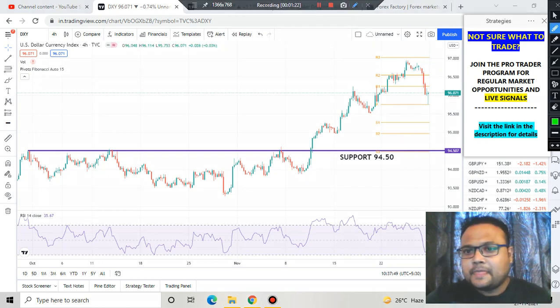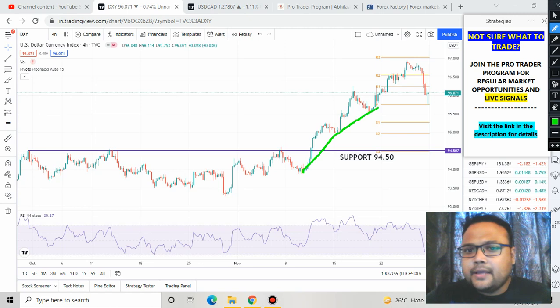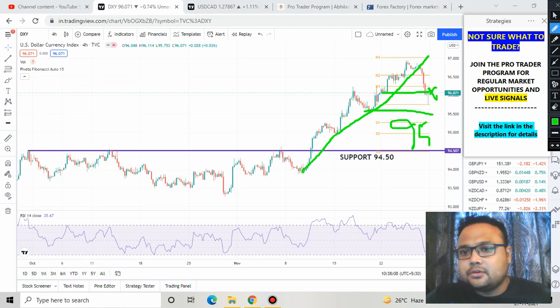And if you have watched my other videos on DXY, then I clearly told that if DXY breaks this trend line, it will be taking the next support at 96 level. And if it breaks the 96 level, then the next level will be at 95.50. This will be the next support for the DXY. But the problem is that USD CAD is not following the chart of DXY.